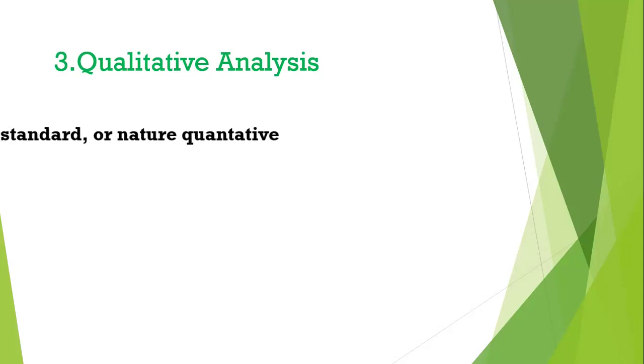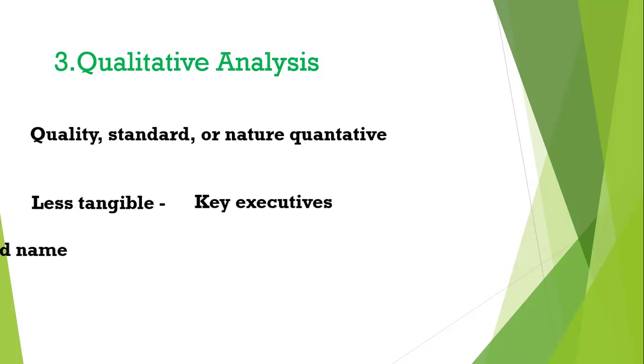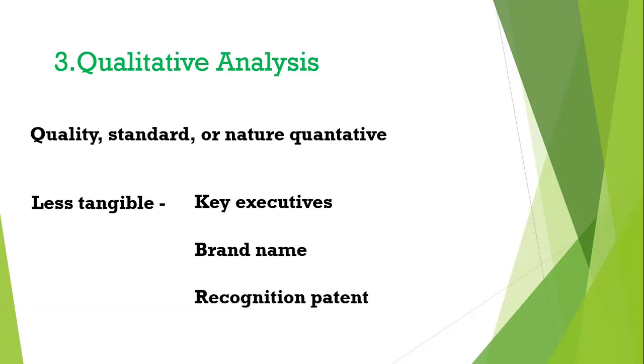So we are supposed to have two, the fundamental and the technical, and then also qualitative and quantitative analysis under one. So qualitative analysis is based on the standard, the nature, rather than the quantitative. So it's less tangible. It's based on the key executives. What is the quality of leadership in that company? You need to know their brand, their patents, their royalties, those things that are not really numbers and maybe financial statement things. What is the quality, the brand name, the recognition, the patents? Those things constitute qualitative analysis.